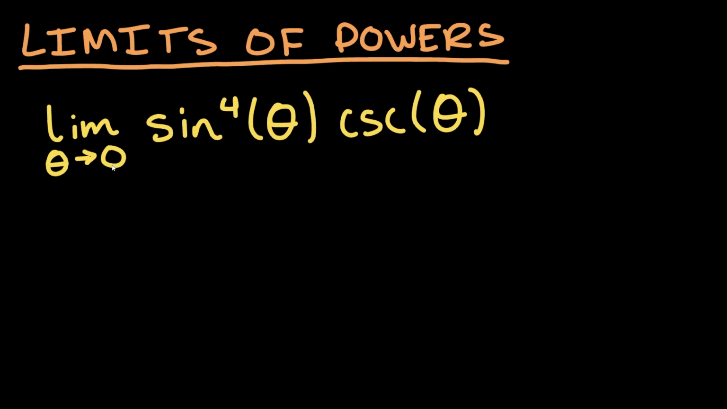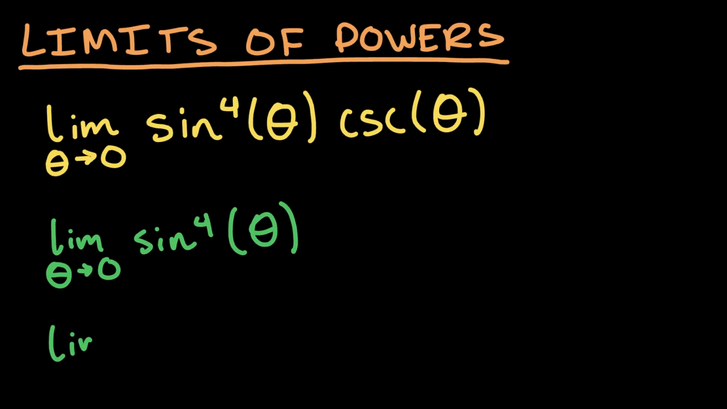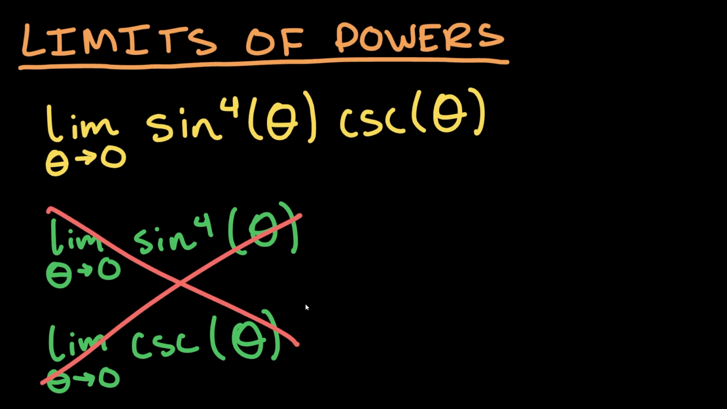Here we're trying to find the limit as theta approaches 0 of this trigonometric function right here. Now there's a few things going on here. Of course, we're raising sine to the 4th power, and then we're multiplying that by cosecant. So we could find the limit of each. However, this may not be necessary. How do I know that?